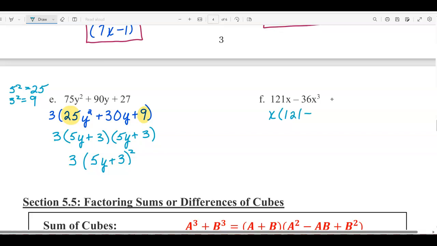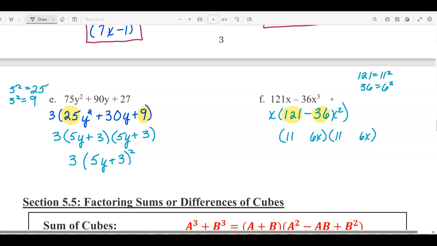I get 121 minus 36x squared. So again, use your calculator if you have to, but 121 is a perfect square, and so is 36. So 121 is 11 squared, and 36 is 6 squared. Notice the x appears in the second term now, so when we factor, we have to make sure to account for that. 11's in the first position, and then a 6 and an x in the second position.